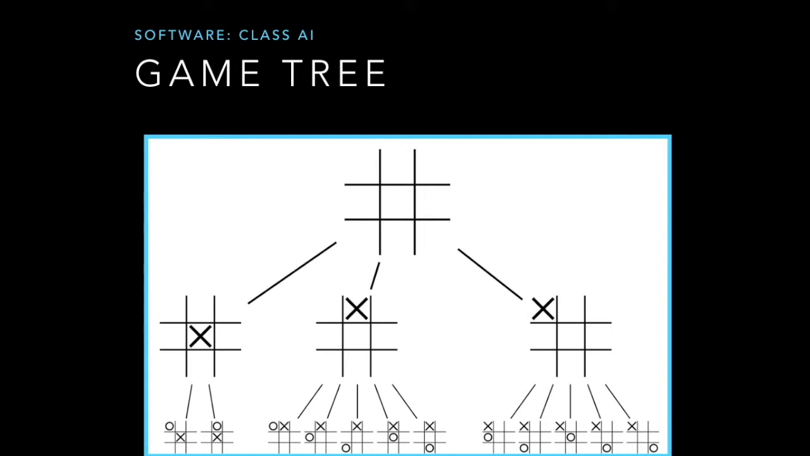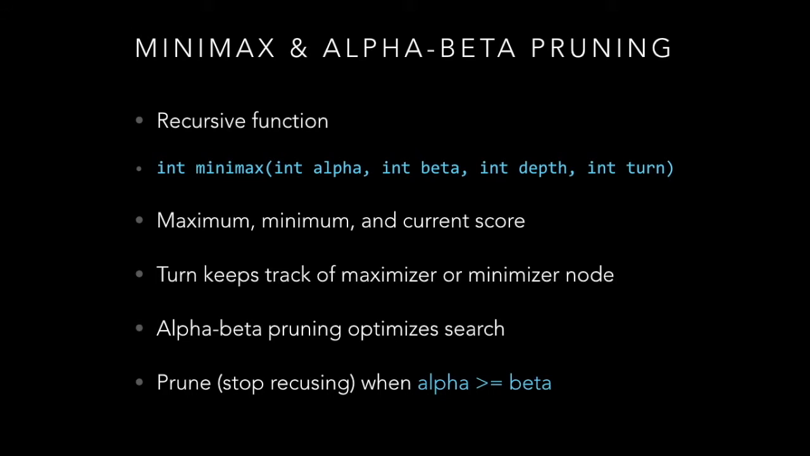We then started to make the game tree using minimax and alpha-beta pruning algorithms. This is the main logic behind how the AI thinks. We built the tree recursively in a function called minimax that takes in an alpha and beta value, as well as the depth of the tree and whose turn it is.